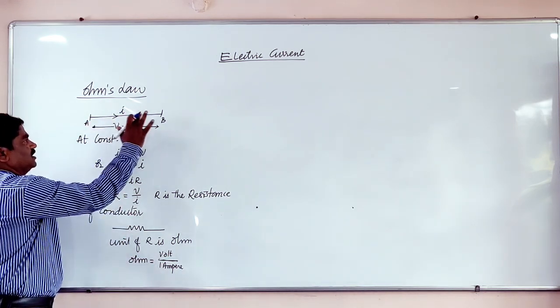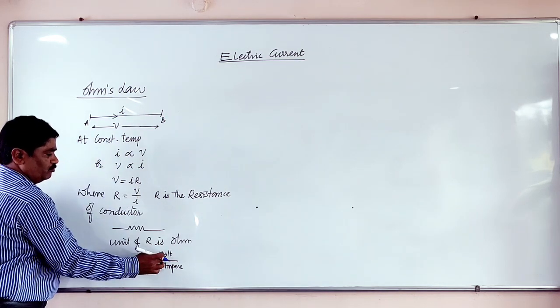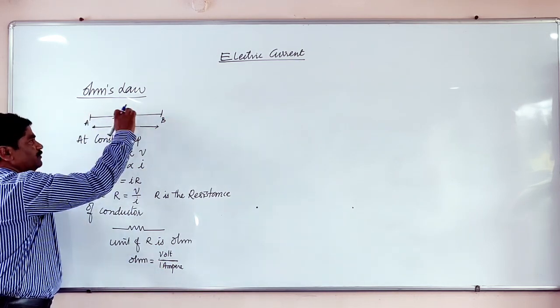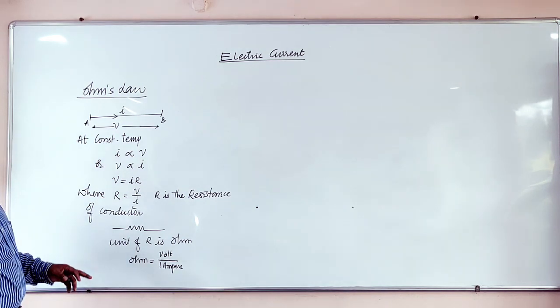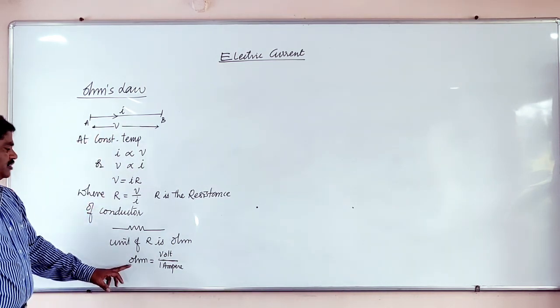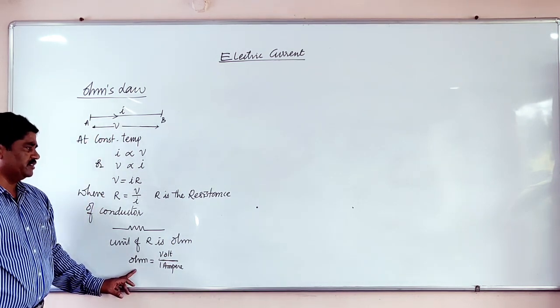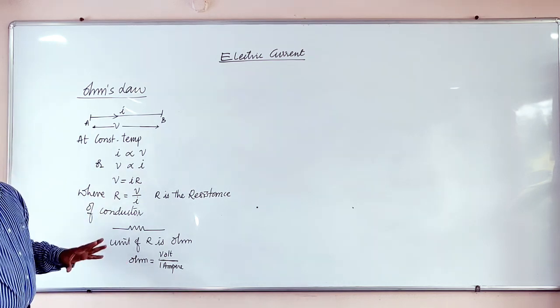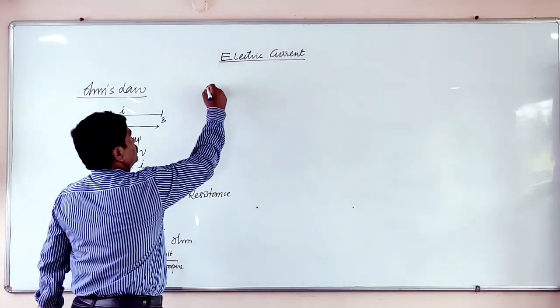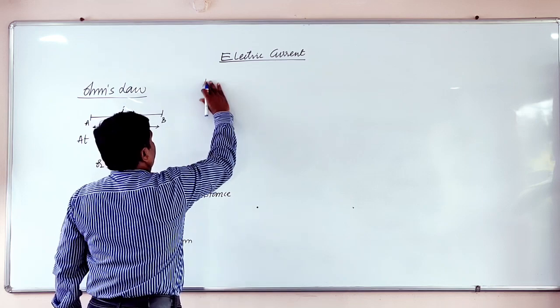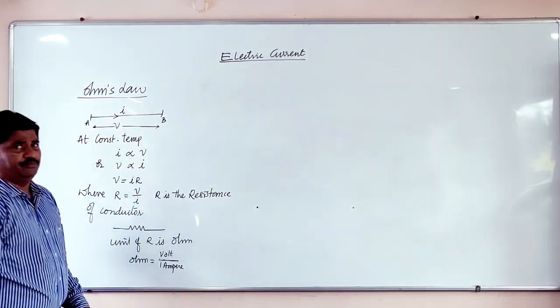That means if a conductor has a potential difference of 1 volt and 1 ampere of electric current flows, then its resistance becomes 1 ohm. Now, regarding this resistance, here we can discuss what the limitations of Ohm's law are.